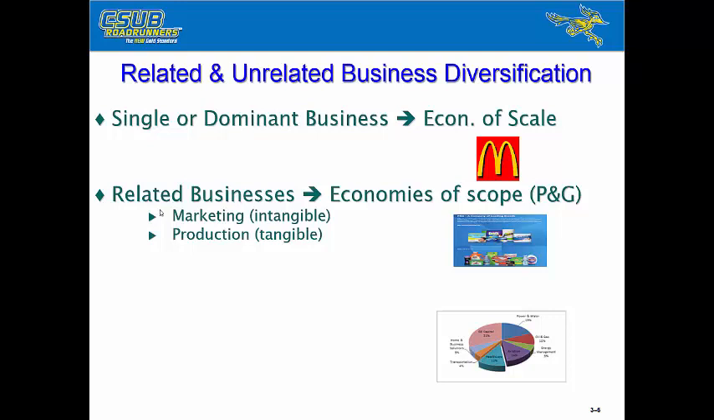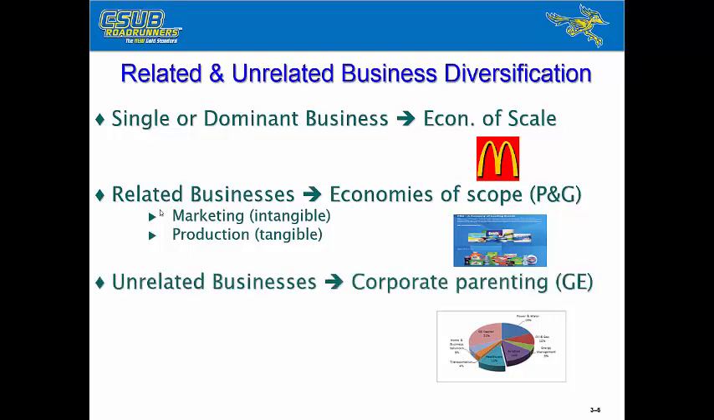So that's related business diversification. Finally, there's unrelated business diversification, and that's corporate parenting or identification of linkages between lines of business in the support activities area, rather than the core value chain activities.